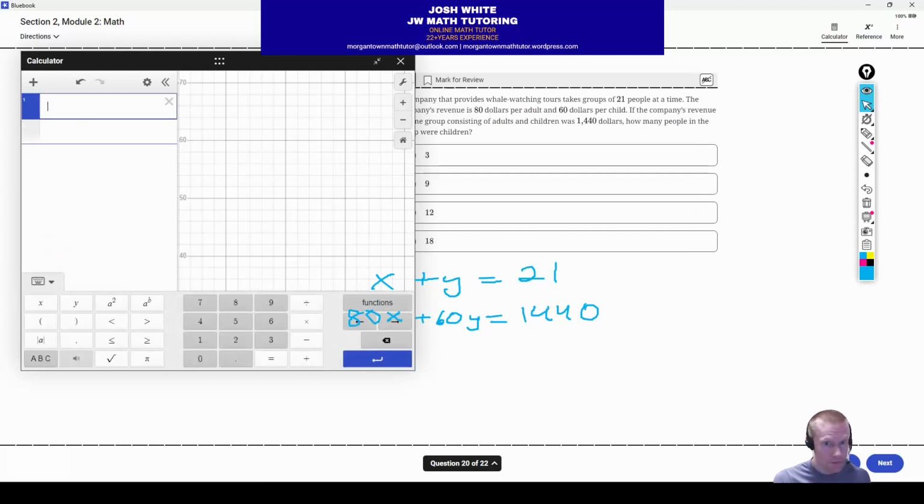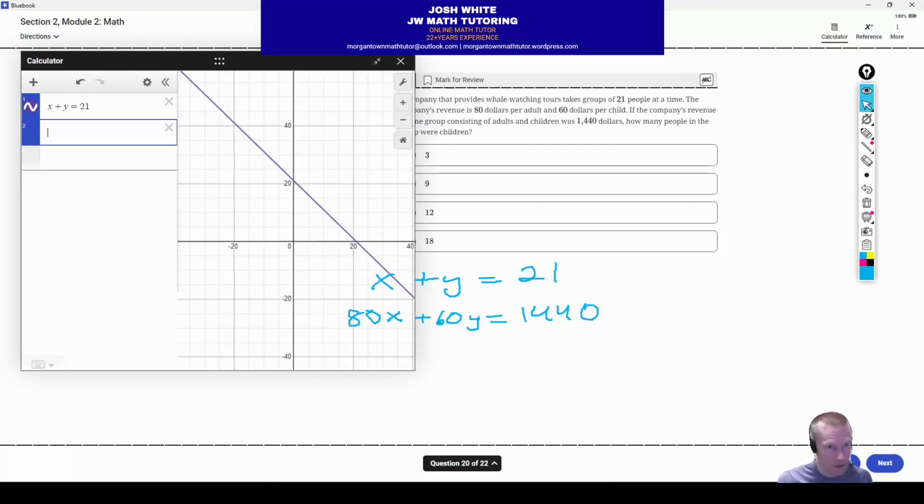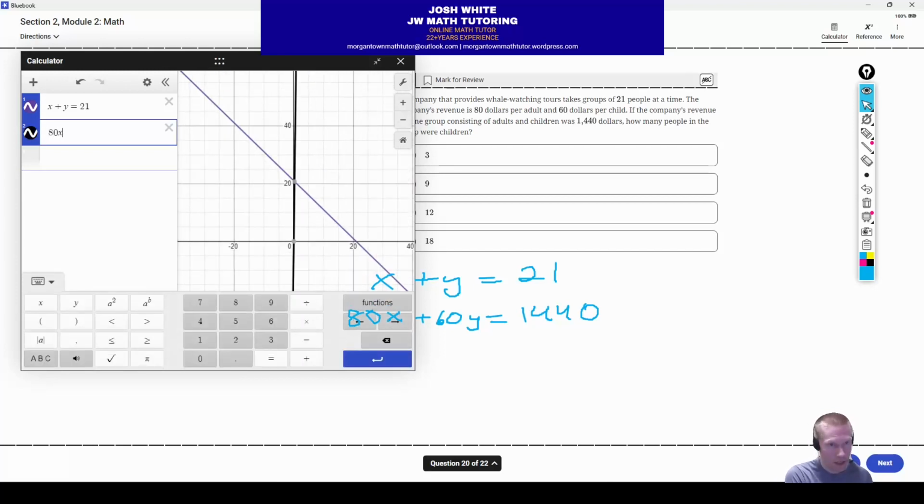So I'm just going to graph the first line, and now I'm going to graph the second line. I'll have to zoom out. There, we got a nice picture of it. That should be a y. There we go. Perfect. Okay.